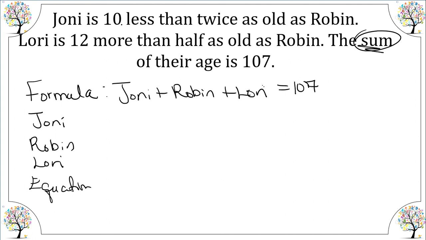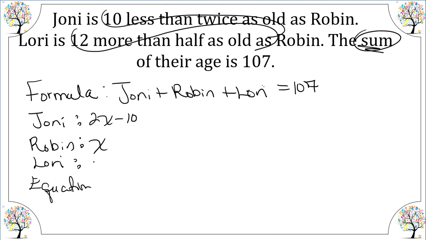So Joni is 10 years less than twice as Robin. Lori is 12 more than half as Robin. So we know nothing about Robin, so that's what our variable x is going to be. So let's use x to write Joni's expression. Joni is 10 less than, so we're going to flip it around, twice Robin. So that's 2x minus 10. Lori is 12 years more than half as Robin. So we're going to flip that around and put half x plus 12.